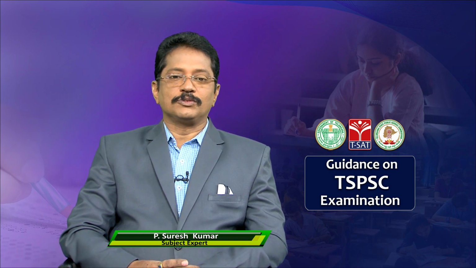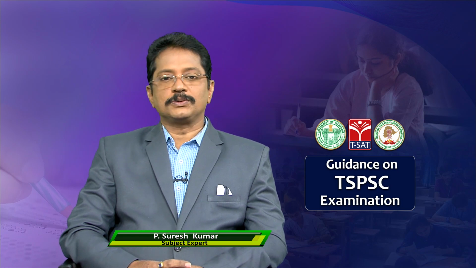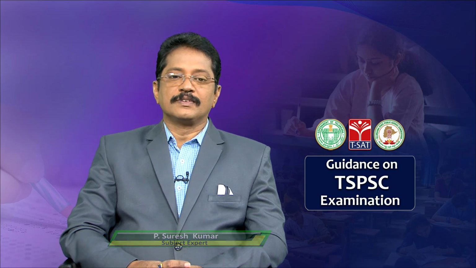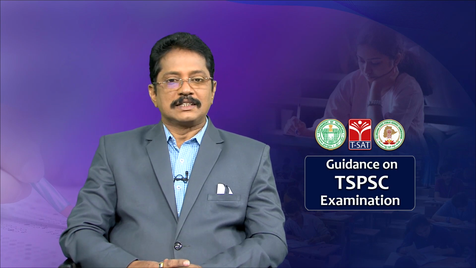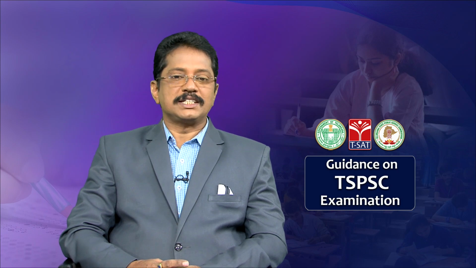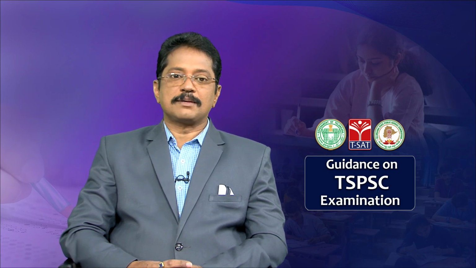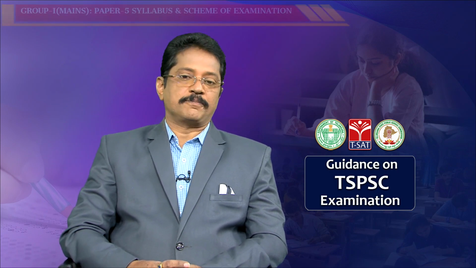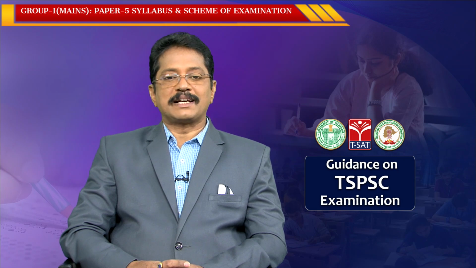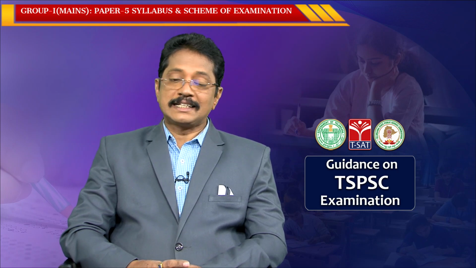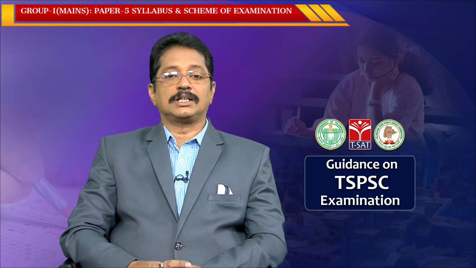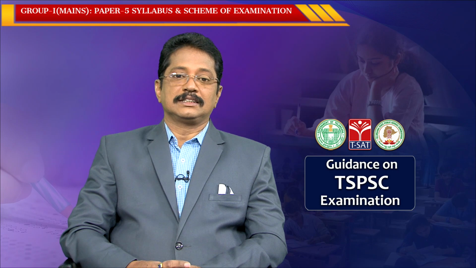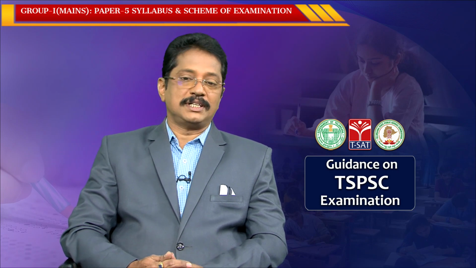As you know, we are giving a complete comprehensive orientation for the preparation of Group 1 services. In this scheme of examination and orientation, today we are going to discuss Paper 5. As you know, we have 6 papers, and each paper has a maximum of 150 marks, totally 900 marks. If you score more than 600 marks, then there is a possibility to get qualified in the examination.